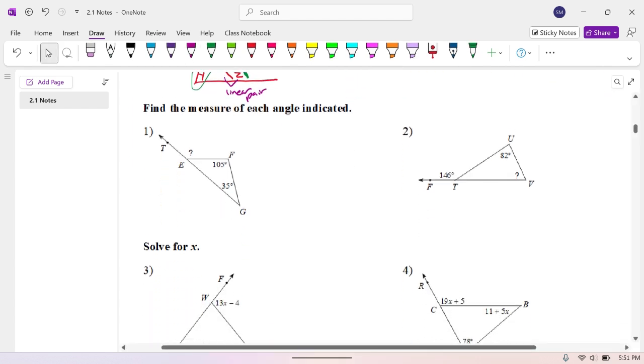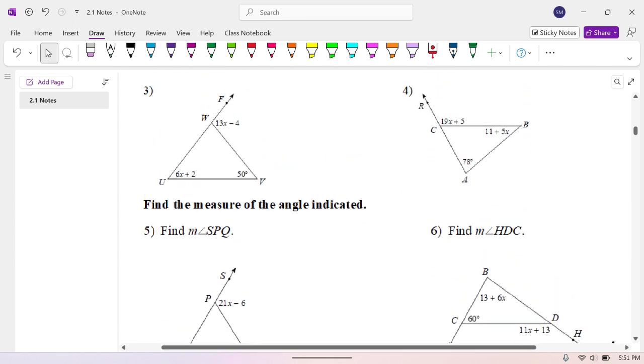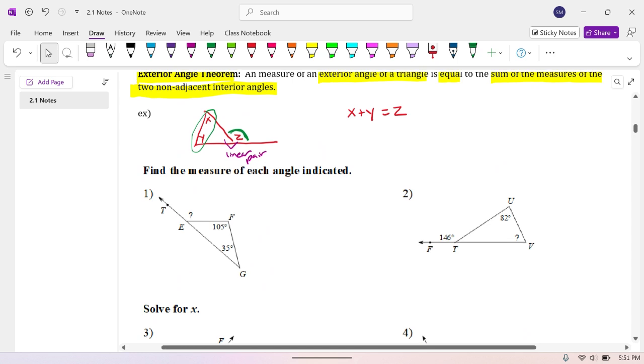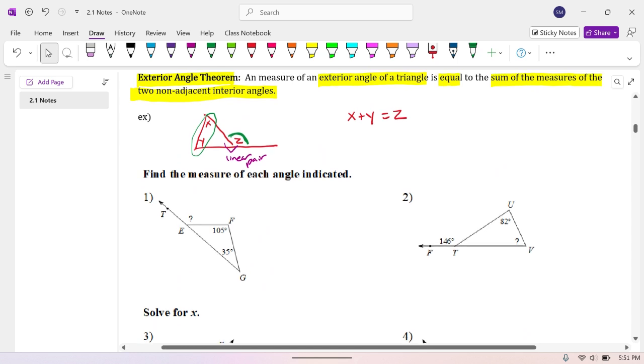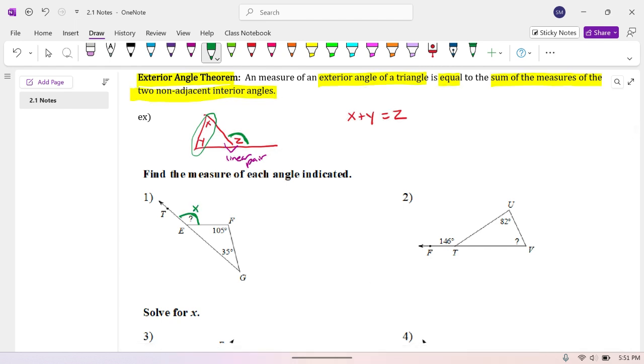So I'm going to do some quick examples for all of these. So first I'm going to do number 1. So it's asking us to find the exterior angle right here. Let's call it X. So what you're going to do is the two angles that are not connected or adjacent to that angle X, so it'd be 105 and 35, all you're going to do is add them together to give you X. So if you add them together, X is 140 degrees. So that means this angle right here is 140 degrees.